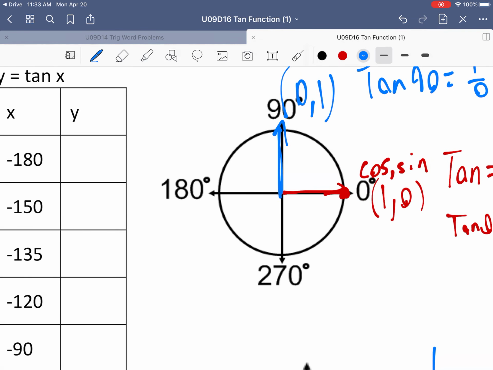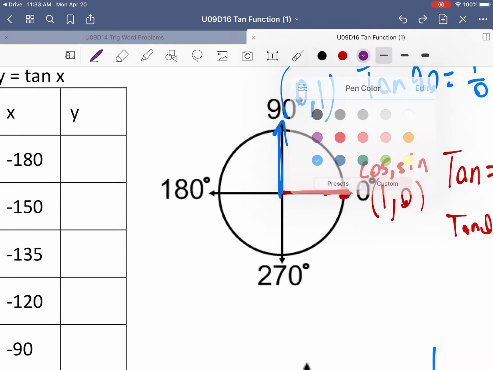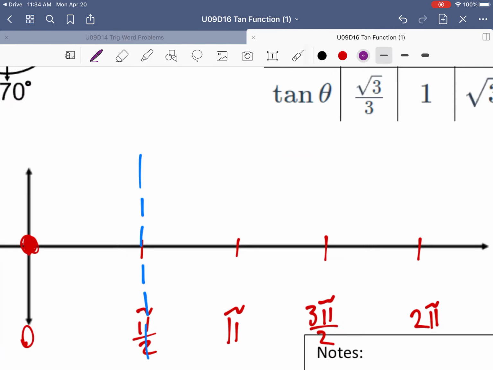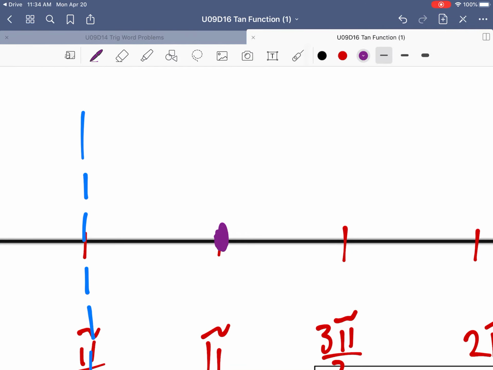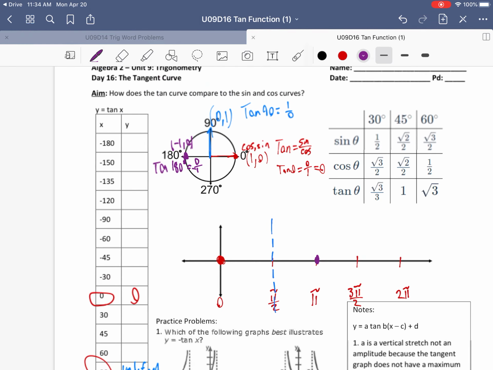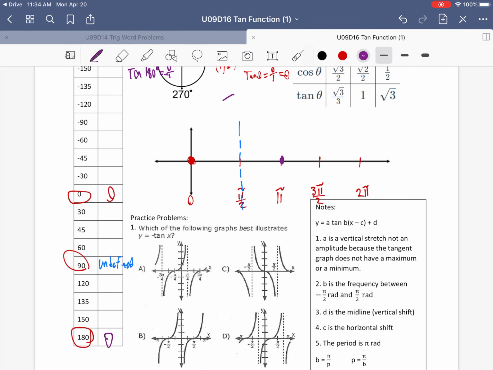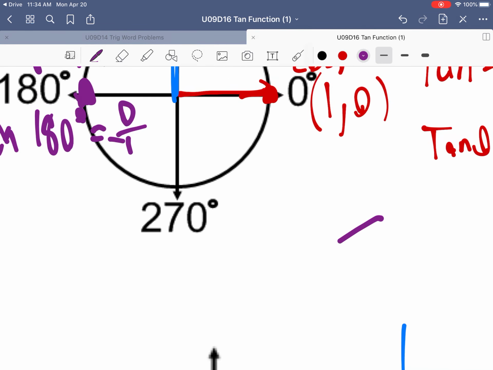For pi radians, or 180 degrees, let's use a different color, we get the point -1, 0, which means the tan of 180 is equal to 0 over -1, which is 0. So that means at 180 degrees we go back to 0. So far this graph is looking very weird. Let's take a look. So this will be 0 again.